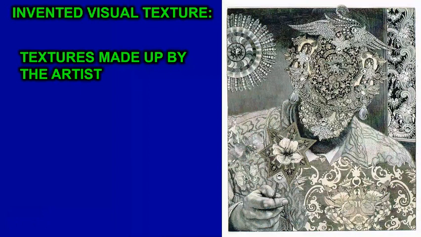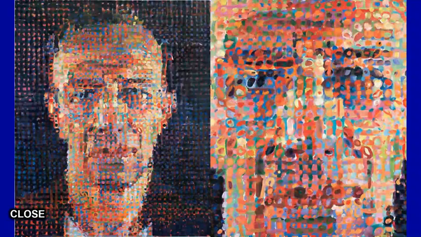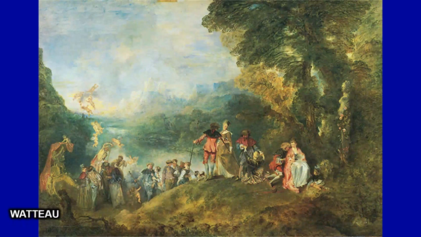And the book talks about the invented visual texture, this texture that is made up by the artist, that is not a real texture. So Ernst is really good with making this simulated and invented visual texture. Chuck Close does an invented texture. Bernini, that's not the texture of tree bark. It doesn't quite look like tree bark, but it's meant to feel like that tree bark. Watteau, if you look at the texture up in the leaves, up in the trees, that's an invented texture.